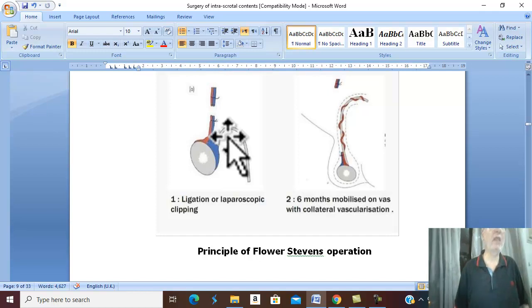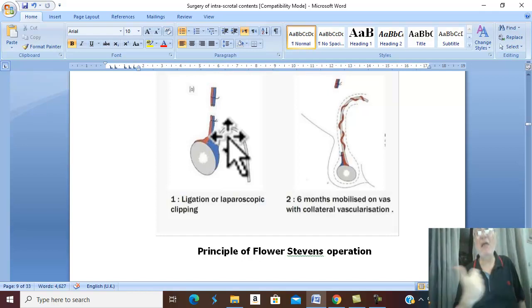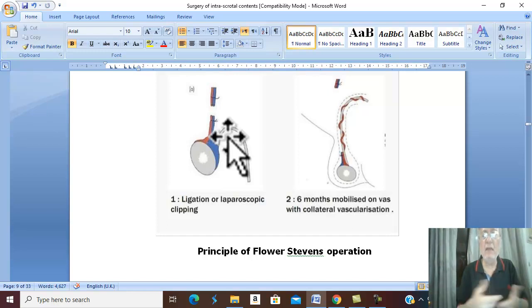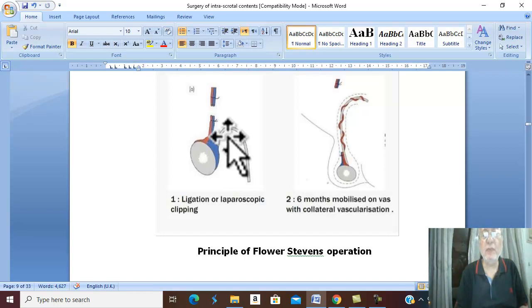Finally, orchidectomy. Orchidectomy is only done if the testis is completely destroyed and atrophic, provided the other testis is normal. This is the indication of any orchidectomy. No orchidectomy if the other testis is not normal. If the other testis is normal, any man can live with only one testis, and if there is advanced pathology, atrophy, destruction of the testis, we can perform orchidectomy, also called orchiectomy.